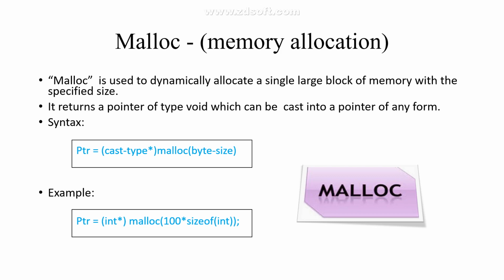First one is malloc. Malloc means memory allocation. Malloc is used to dynamically allocate a single large block of memory with the specified size. It returns a pointer of type void which can be cast into a pointer of any form. It initializes each block with default garbage value. This is the syntax and the example. In this example, since the size of int is 4 bytes, this statement will allocate 400 bytes of memory, and the pointer ptr holds the address of the first byte in the allocated memory.